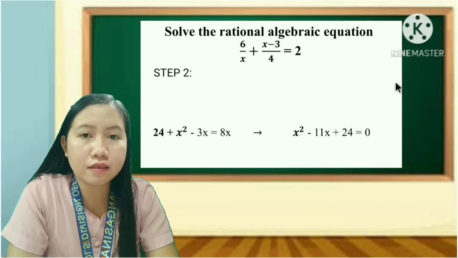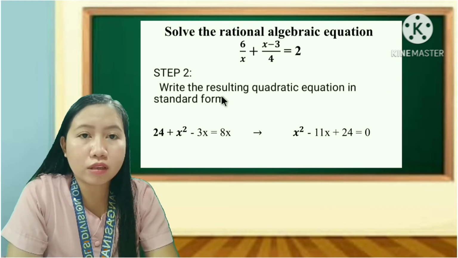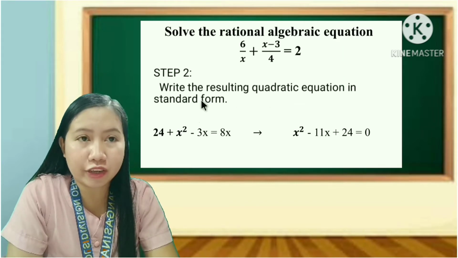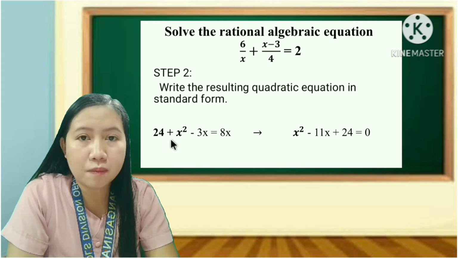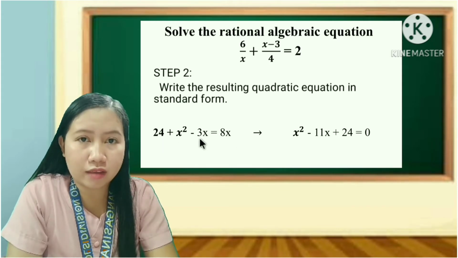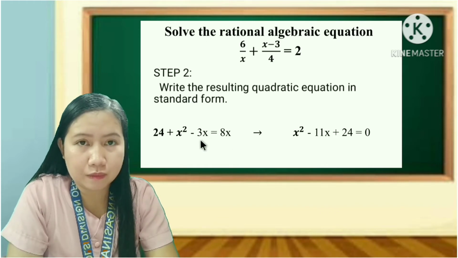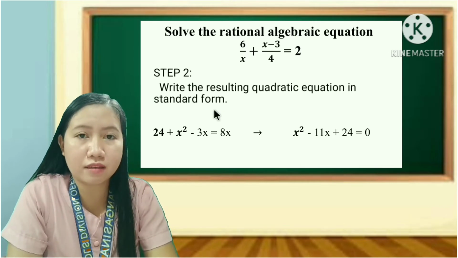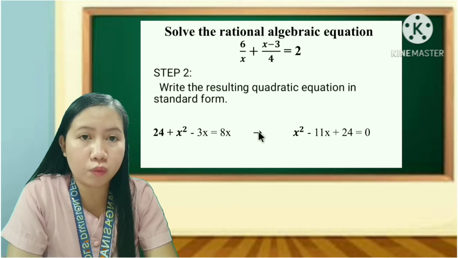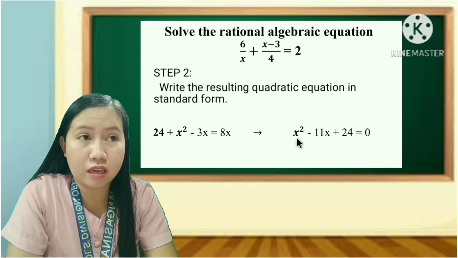Next, step number 2. Write the resulting quadratic equation in its standard form. So our equation a while ago, we have 24 plus x squared minus 3x is equal to 8x. So again, our standard form is ax squared plus bx plus c is equal to 0. So let's start first with the exponent of 2. We have x squared. Next, which is the bx, we have here negative 3x and positive 8x.